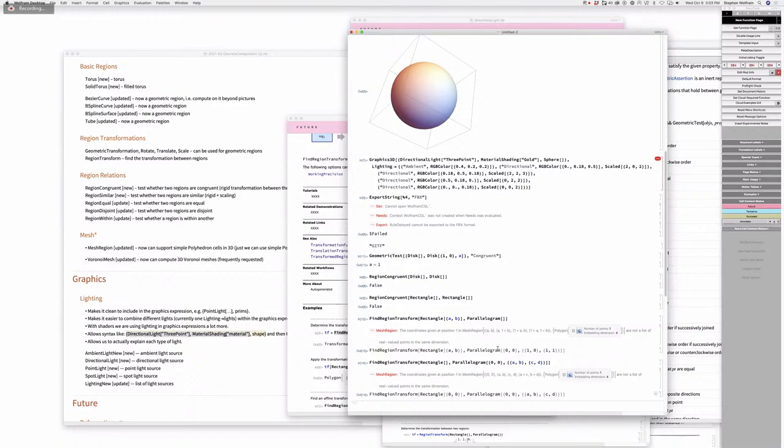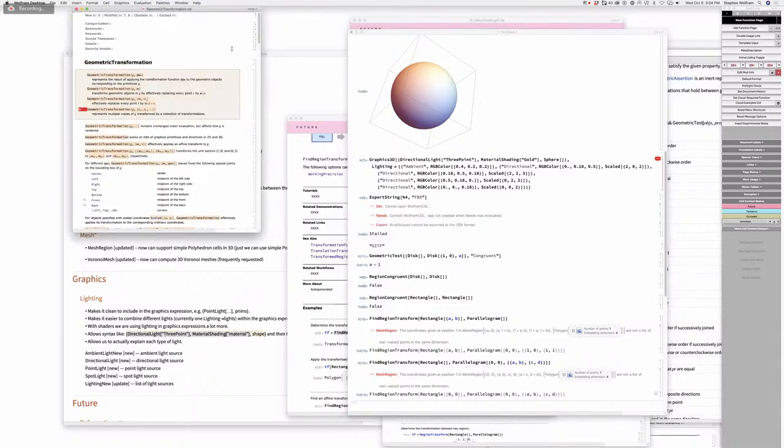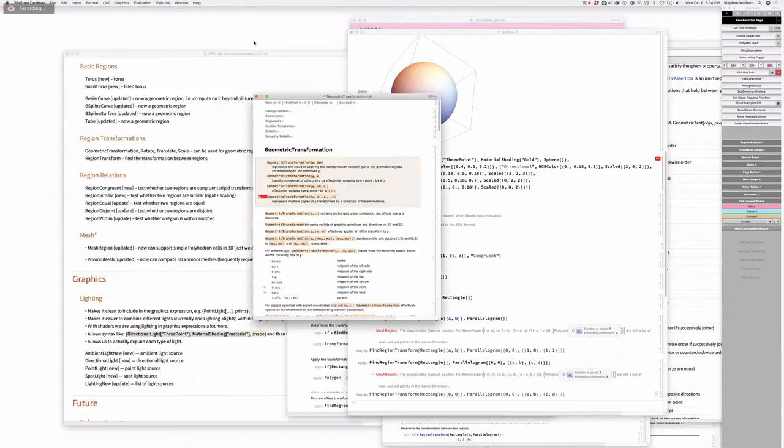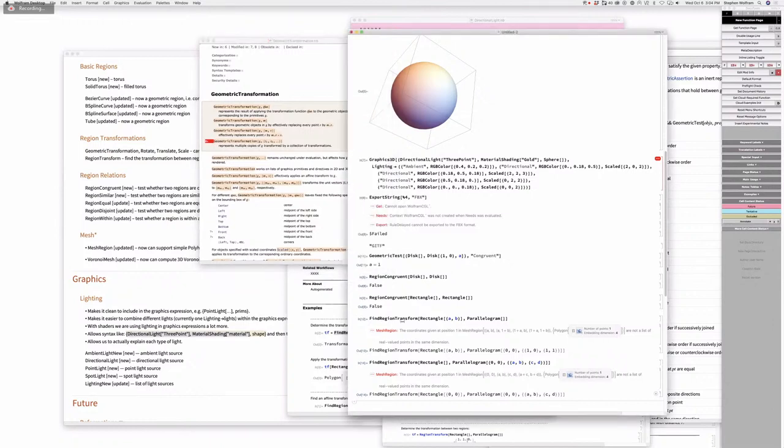Okay. So what else do we want to look at here? So what is geometric transformation? These are old things. These are things that we introduced in version 6, which are part of the graphics language. What we've now done is that we accept them as part of the geometry language. And so, Michael, rotate, for example. Wait a minute. So if I say here, for example, region congruent.